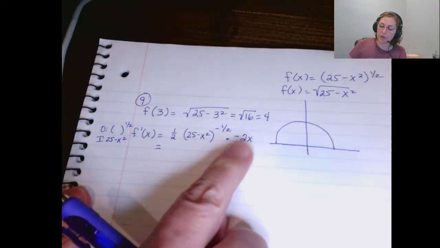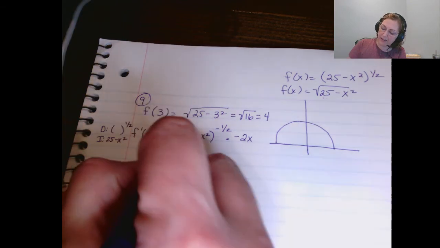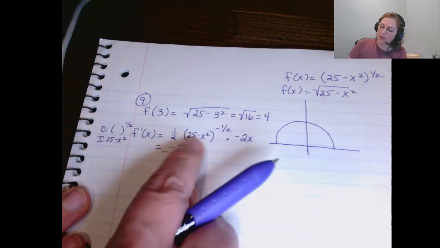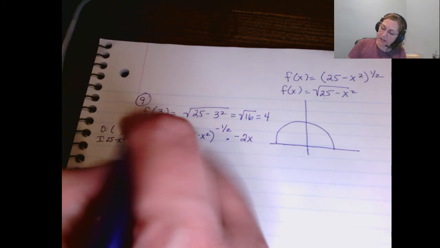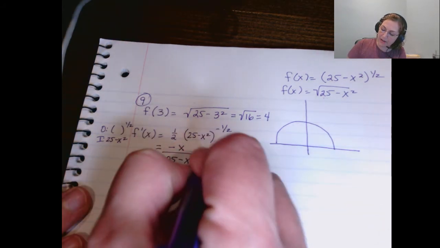Clean it up just a little bit. We'll take the negative 2x, we'll multiply by the half to give me a negative x. And then we know this, because of the negative exponent, it's going to come to the denominator so we can make it positive.